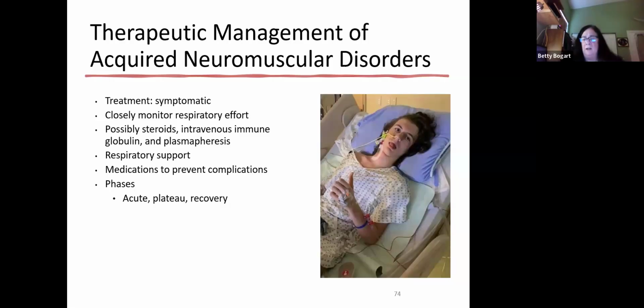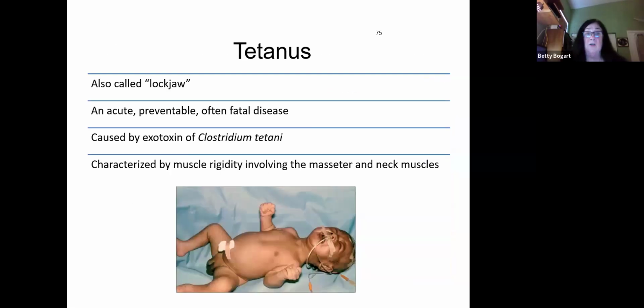Depending on how long they were paralyzed, they might need physical therapy to strengthen them in the end, but they can turn around and do very well.